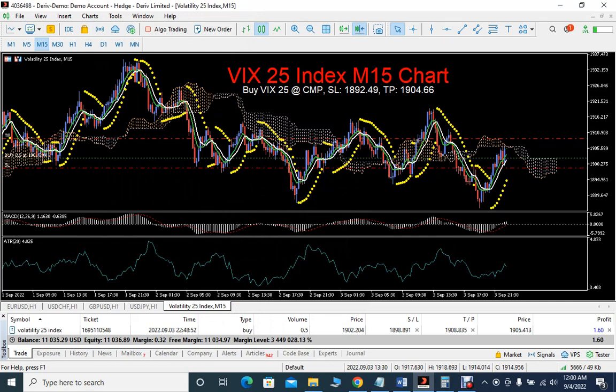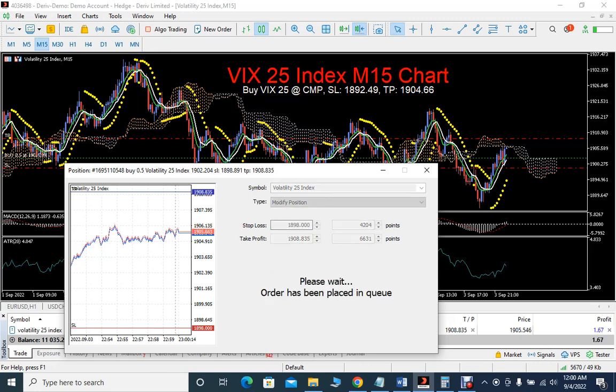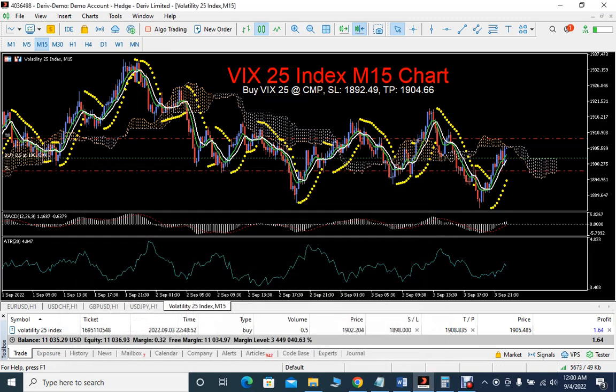When you double click here, 1898 is your stop. You can see it's exactly where my stop loss is now. Just put it there and say modify. Boom, you can see this is where your stop loss should be. This stop loss is calculated using the average true range indicator. When you do that, I think you are good enough.